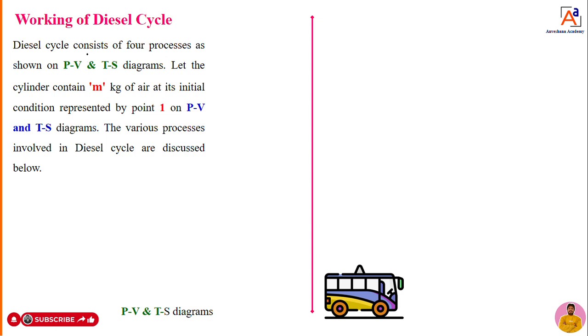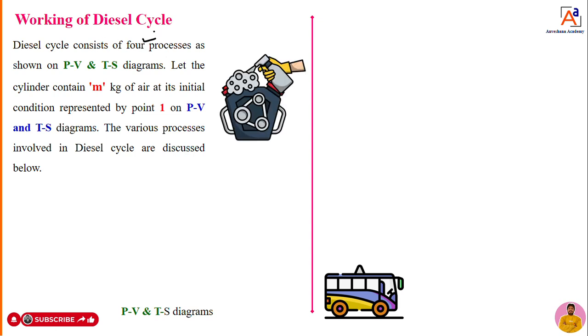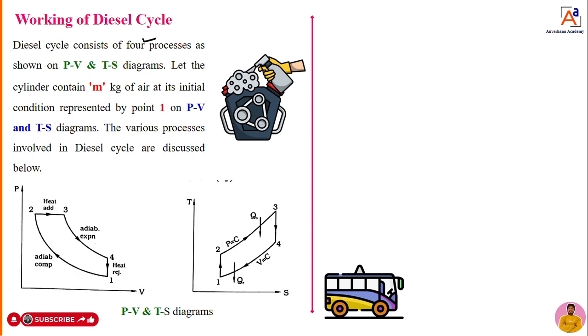the diesel cycle consists of four processes, that you can see here now. The diesel cycle consists of four processes that I already told you: compression, heat addition, expansion, rejection. Four processes. Now, those four processes we can show on the PV diagram and the TS diagram. Pressure variation versus volume, we can say the PV diagram. Temperature variation versus entropy, we can say the TS diagram.